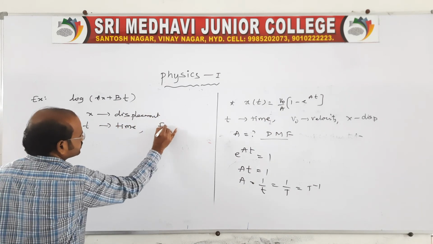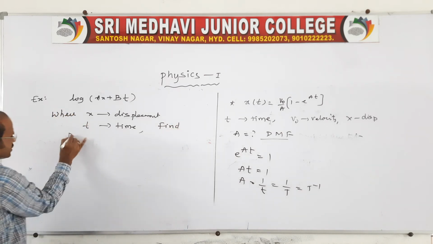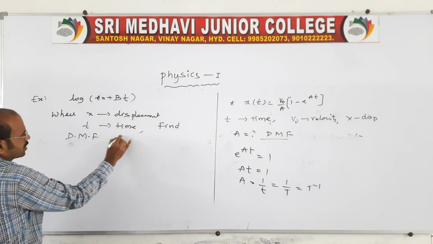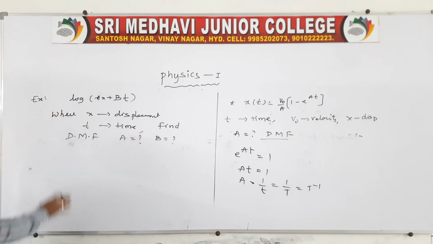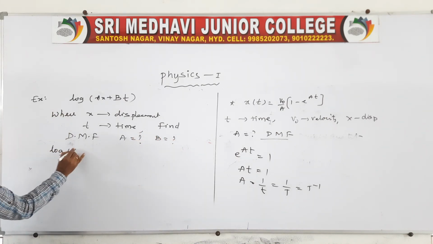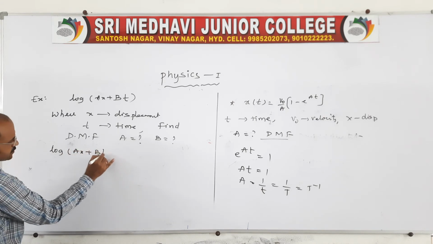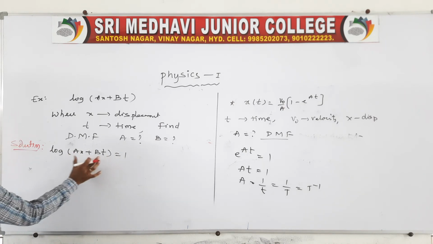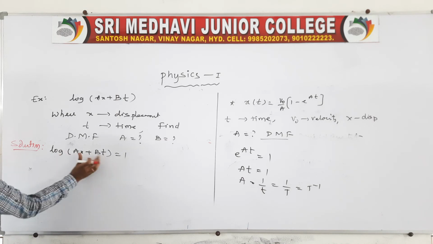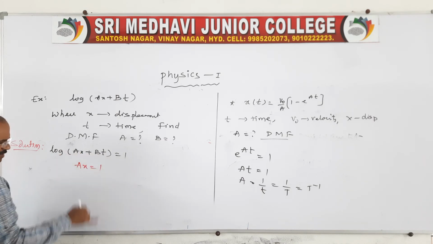Then find the dimensional formula of a and b. Here this is the solution. We can say the solution is like this: log of (ax plus bt) is equal to 1. In this also, what is inside is given, no? That is also taken as 1.